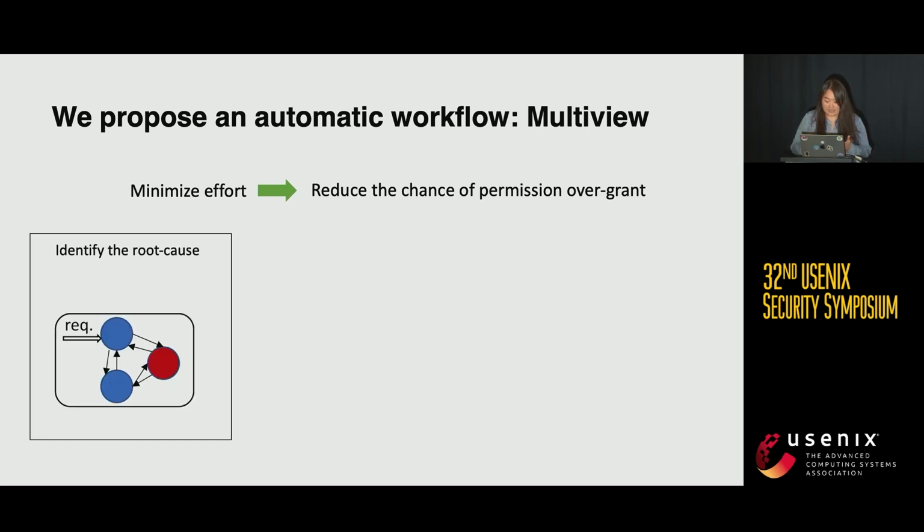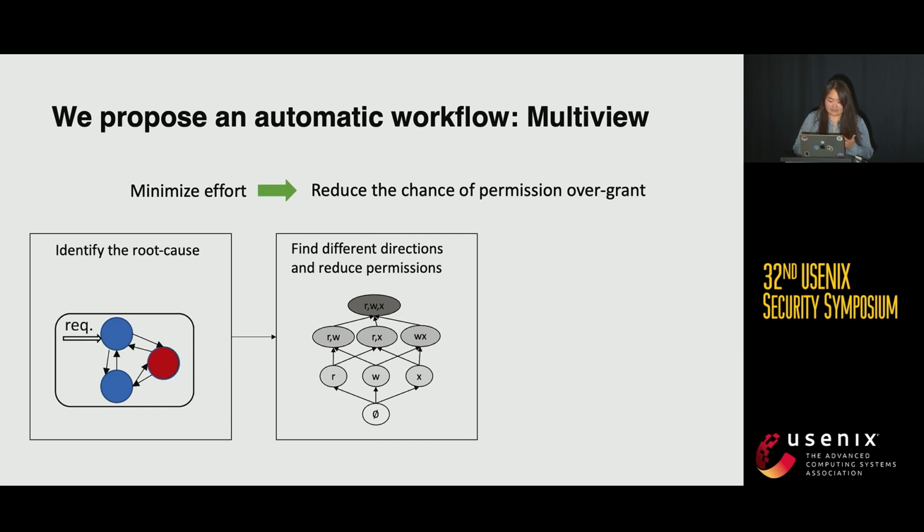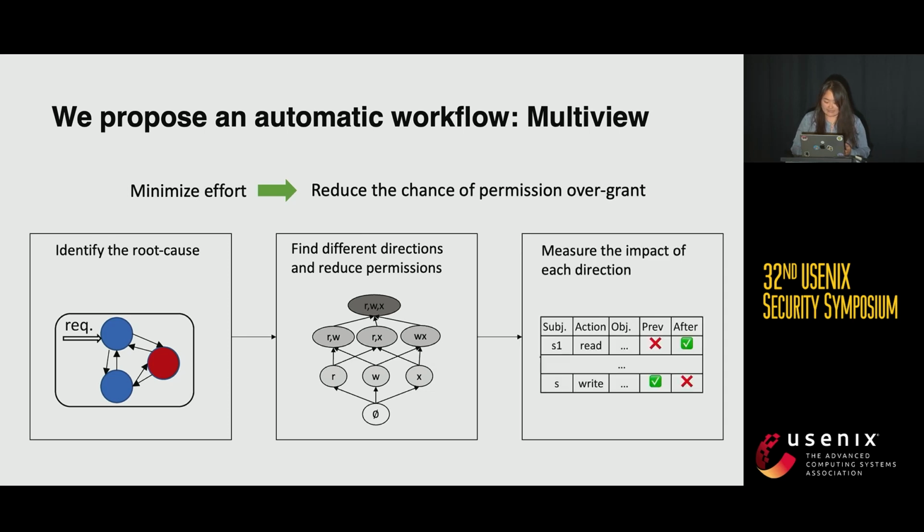First, we want to identify the root cause policy by mutating the access control policies. And then we want to find the different directions based on the type of the directions. And lastly, we want to analyze the impact of the configuration changes on all resources, not just the denied one, but also the ones that might be related to it.